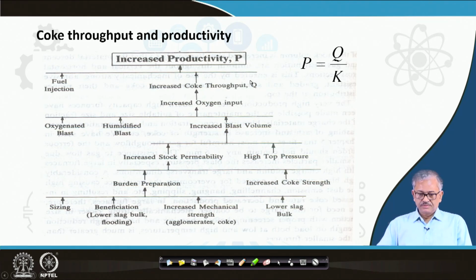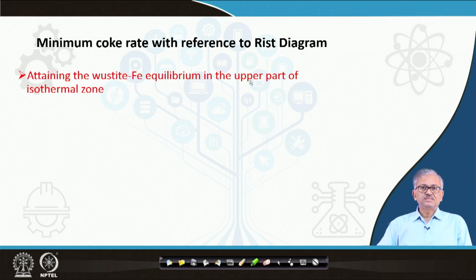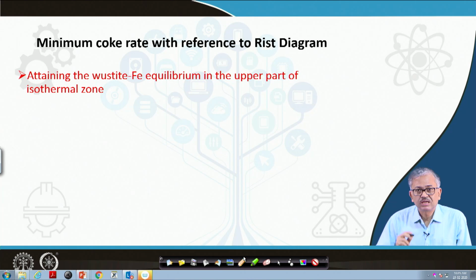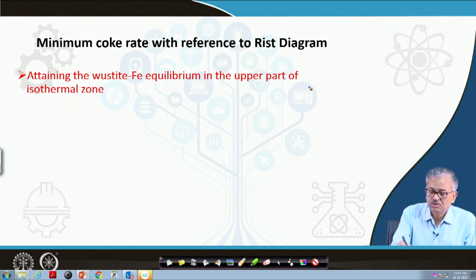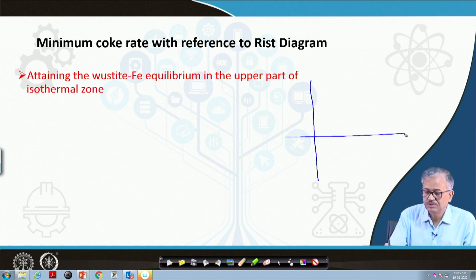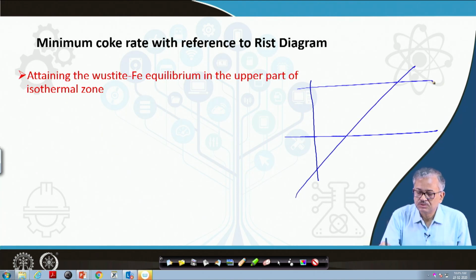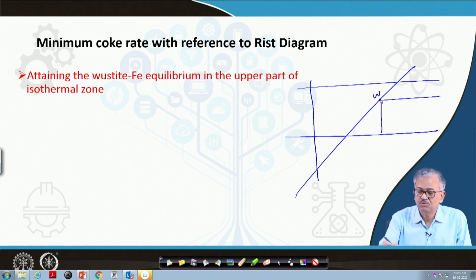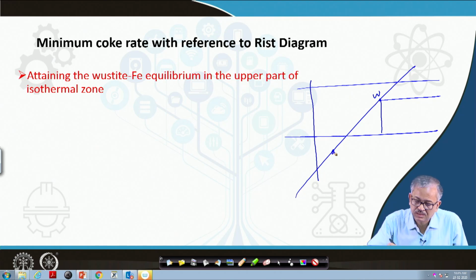Okay, fine. Now another thing: if I just want to explain the minimum coke rate, how do you get the minimum coke rate with respect to our Rist diagram. If you remember, we have talked about the Rist diagram. So this is the Rist diagram, and we have seen there is a wüstite reserve zone here. Wüstite is the chemical pinch point. Okay, this is the optimum coke rate, and this is the thermal pinch point.